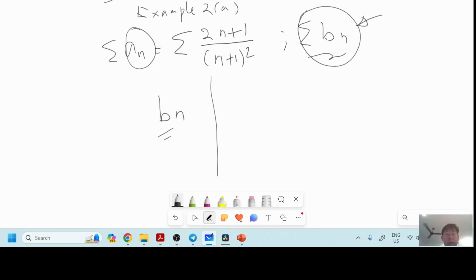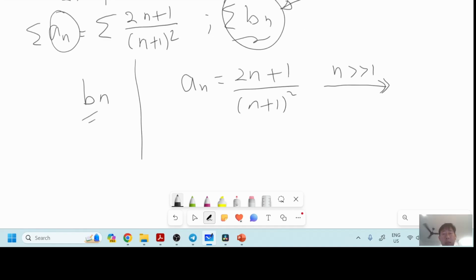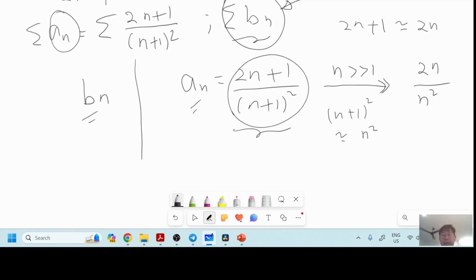Here is how we do it. You look at the expression of an and try to figure out what would be the behavior of an when n is extremely large. If n is extremely large, then the expression of 2n plus 1 over n plus 1 squared would be reduced to 2n over n squared, where the term 1 in 2n plus 1 will be roughly dominated by the term 2n, whereas the n plus 1 term in the denominator will be roughly dominated by the n term. So it's quite trivial to see how an behaves when n is taken to be very large.